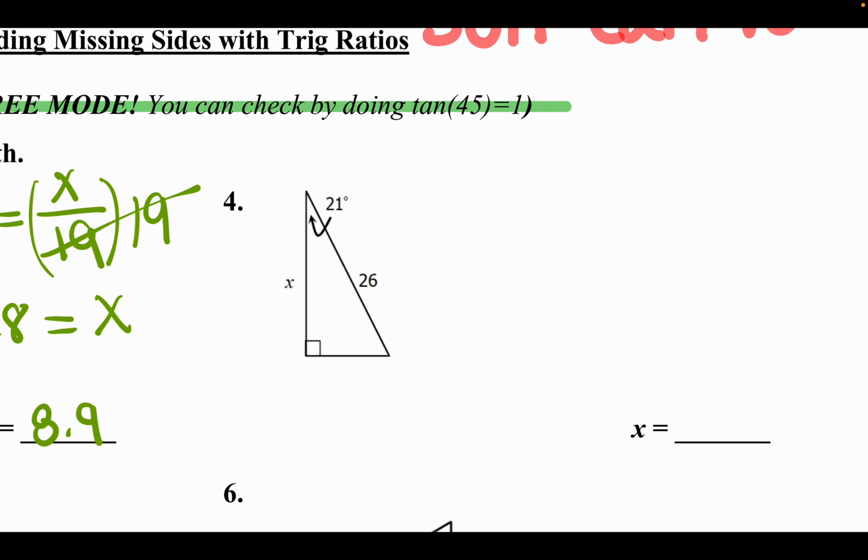Okay, number 4. So we have a new reference angle, 21. Across from your reference angle is opposite. Across from your right angle is hypotenuse. Across your other side that's touching your angle is your adjacent. So in this example, we actually don't have any need for our opposite. There's no sine, there's no measure there or variable. So we actually don't even need that at all.